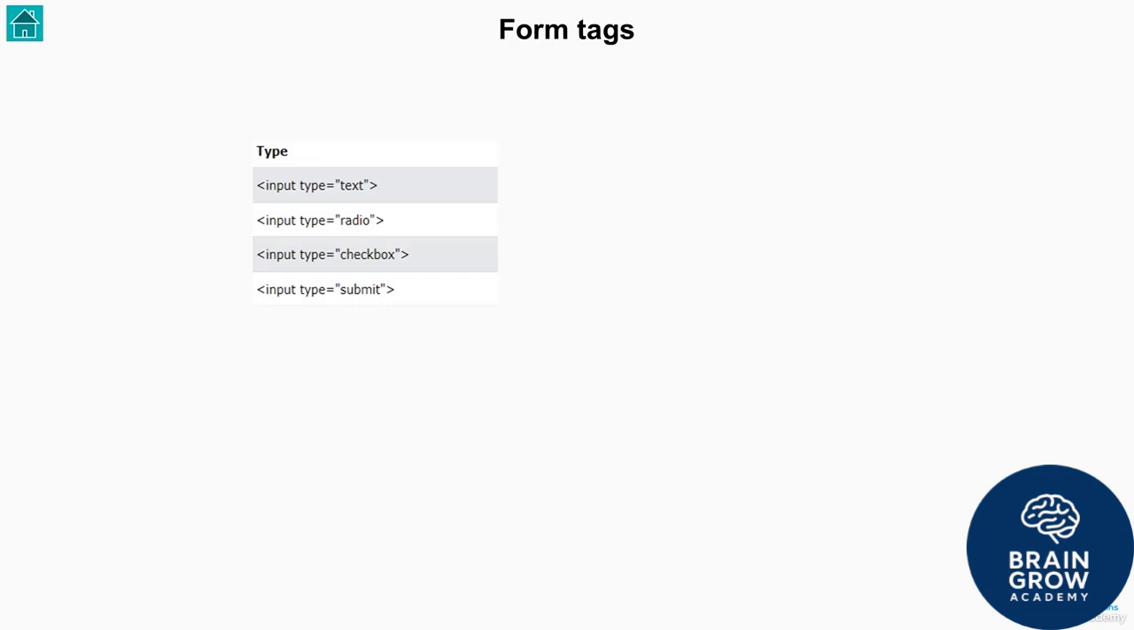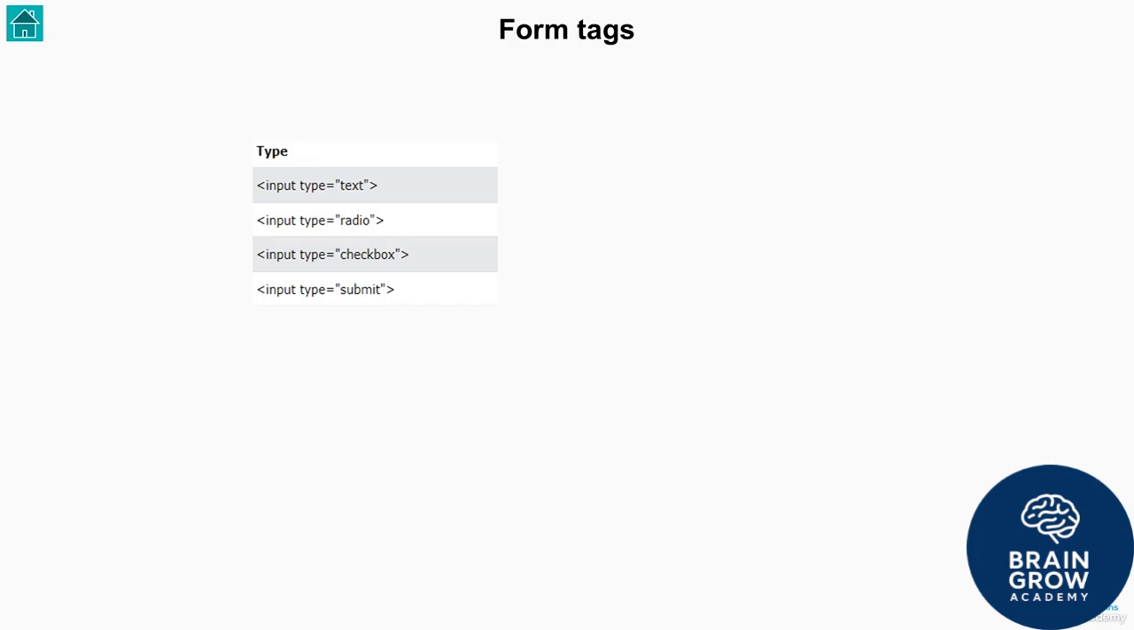Alright, let's now explore form tags. So basically, the form tag is simply used to create an HTML form for user input. The input tags you see here on screen look all the same. The only difference is the value of the attribute type.